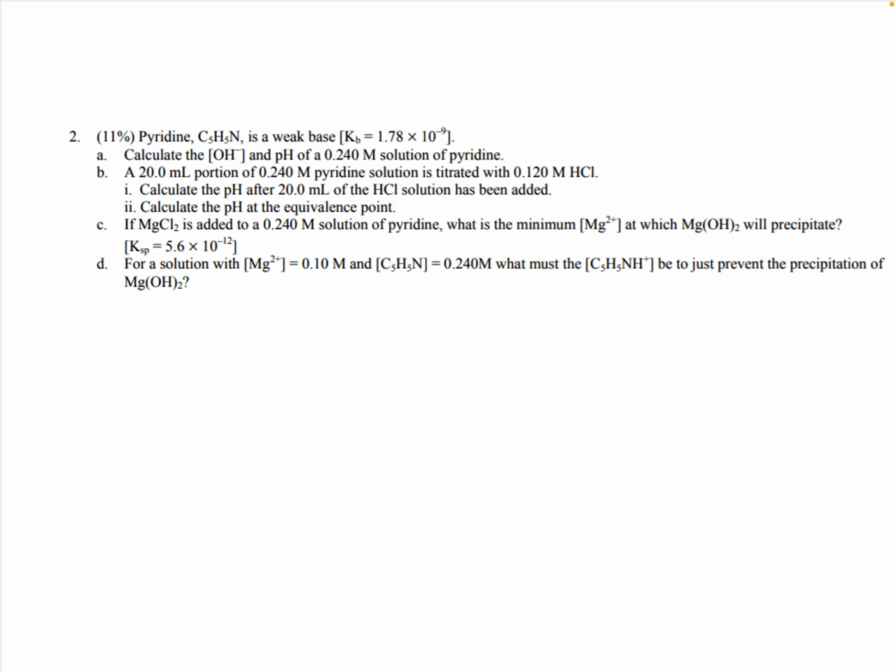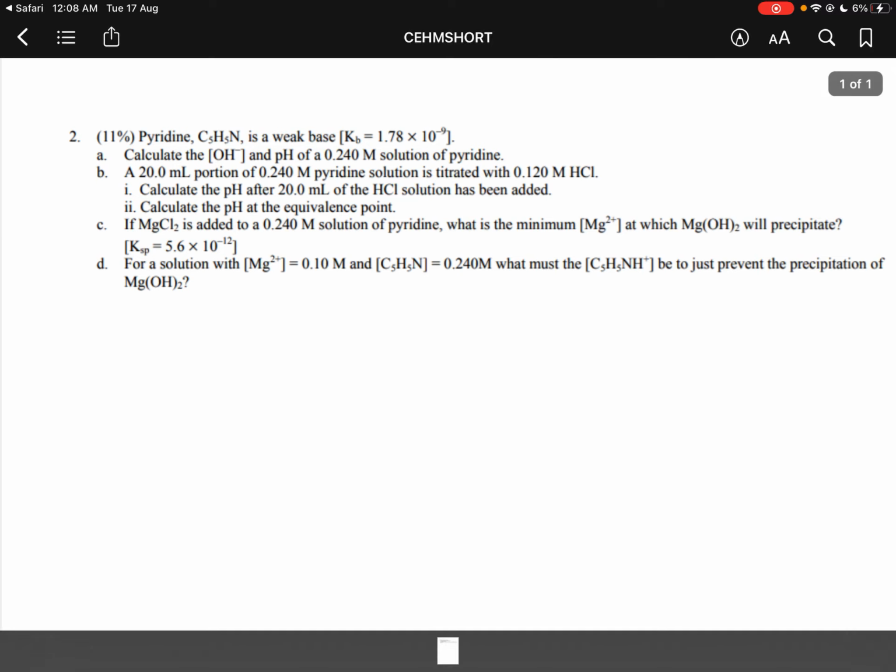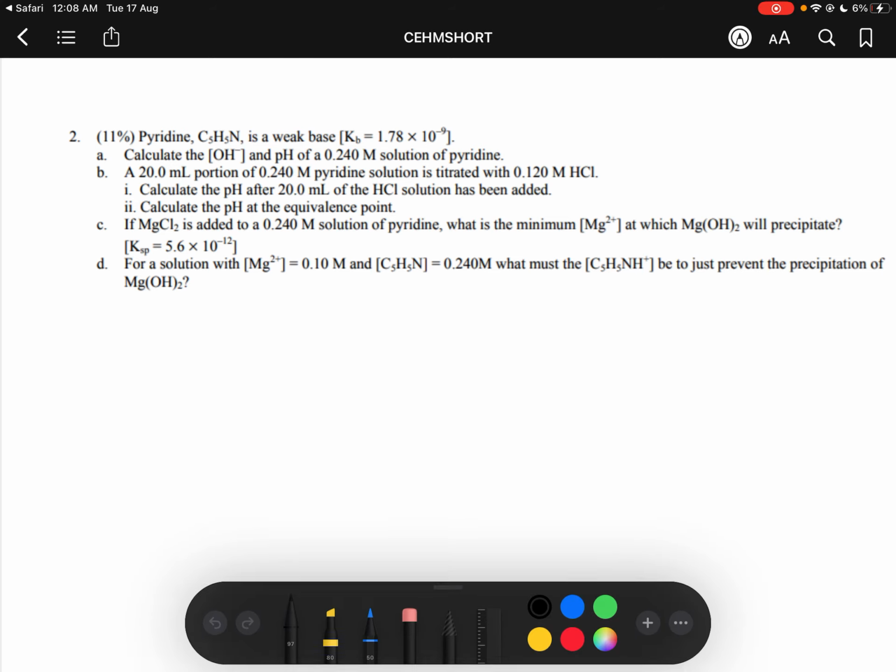This question is talking about a weak base, which is pyridine, C5H5N. It's a weak base, and its Kb value is given as 1.78 times 10 to the power negative 9. Question A is: calculate the OH minus concentration and the pH of a 0.240 mole per liter solution of pyridine.